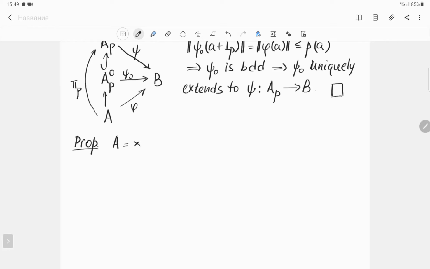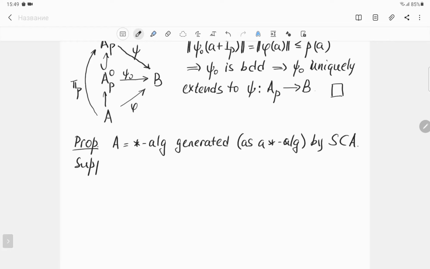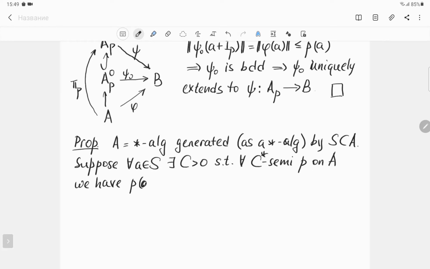Suppose that A is a star algebra, and we suppose that A is generated as a star algebra by a certain set S. And suppose that for each element a in the set, there is a positive constant C, such that for each C-star seminorm P on A, we have the following inequality: P of a is less than or equal to C. I claim that in this case, the C-star envelope of A exists.